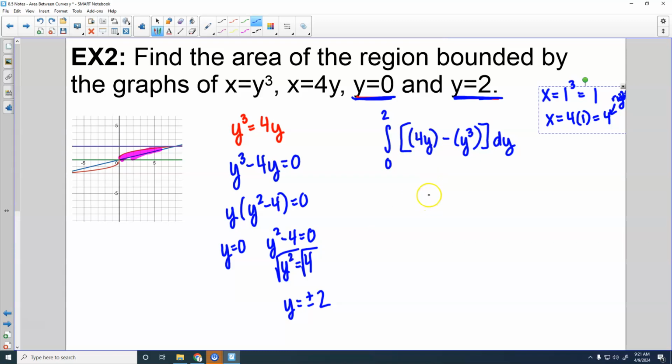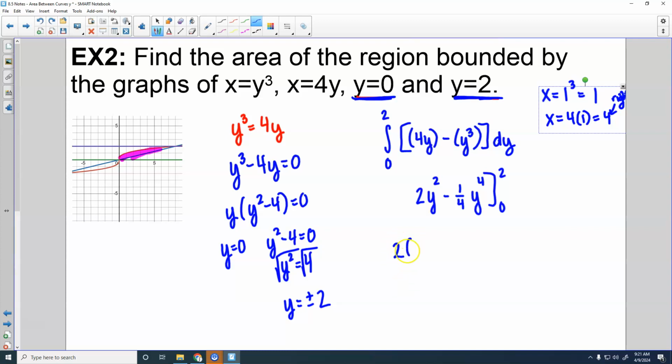For this, if we integrate here, we'll get y squared. 4 divided by that 2 is going to give us 2. And then we're going to get y to the 4th, and we'll have to have a 1/4 out here. And we will be evaluating this from 0 to 2.